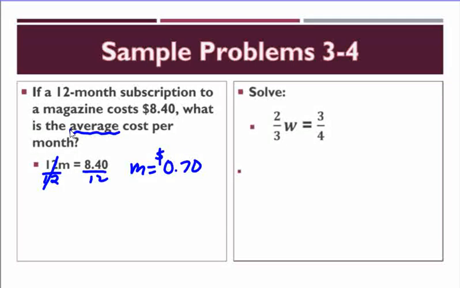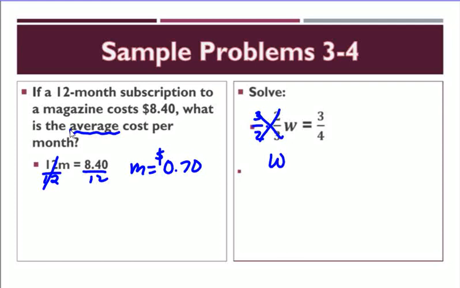One on the right, 2/3 W equals 3/4. Now we are multiplying by a fraction. The opposite of multiplying is division. But remember, when we divide by a fraction, it's really the same as multiplying by the reciprocal. So the reciprocal of 2/3 is 3/2, because that would give me 6/6, which is just 1. So now I just have 1 W.